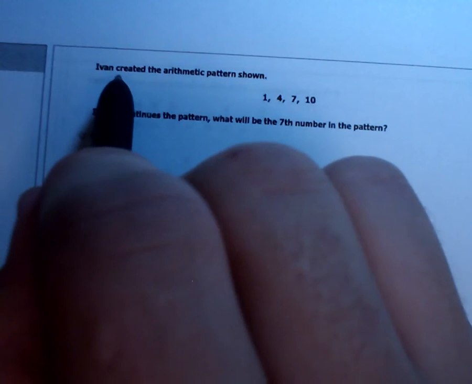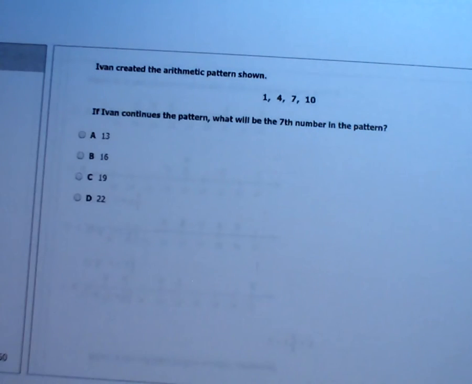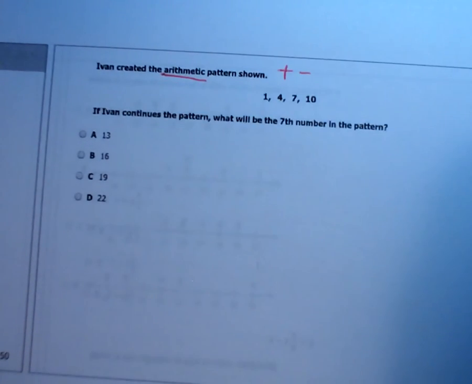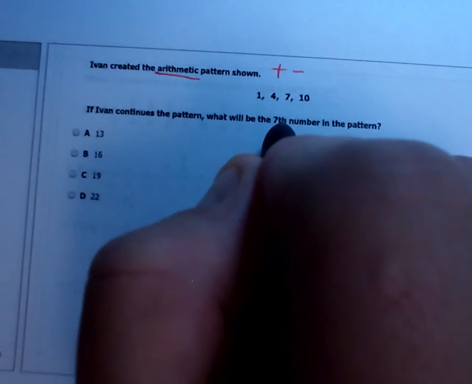Okay. Moving on. All right, Ivan created an arithmetic pattern shown. Arithmetic pattern, however you want to say it. So that means arithmetic is plus minus. Geometric is times divide. All right, so if Ivan continues this pattern, what would be the 7th number?